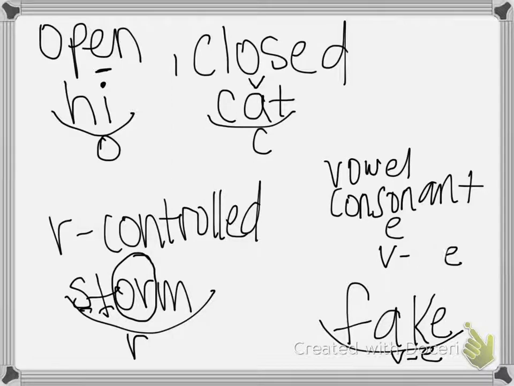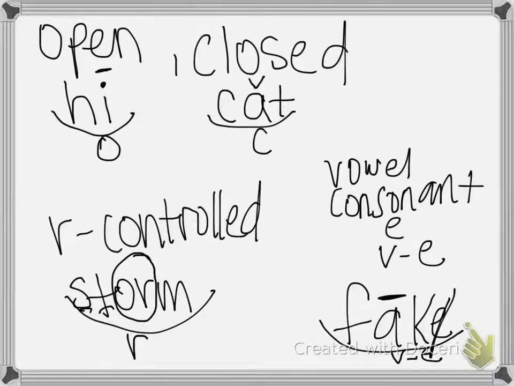Let me fix this so you're not confused. Vowel consonant E, because this dash is the consonant. It could be any consonant in the alphabet. So when you see this, you're going to mark out your E because you don't need it, right? It's not actually saying anything as a vowel. And then your A says its name.